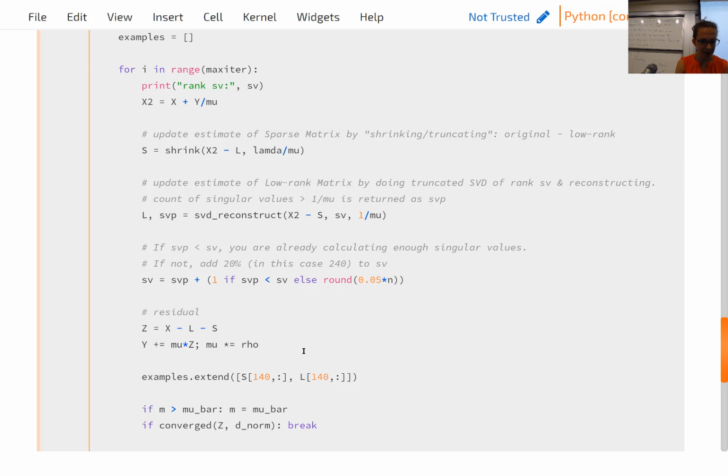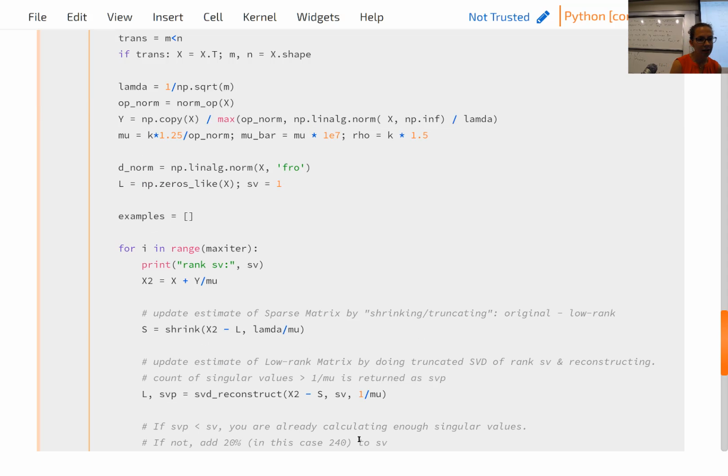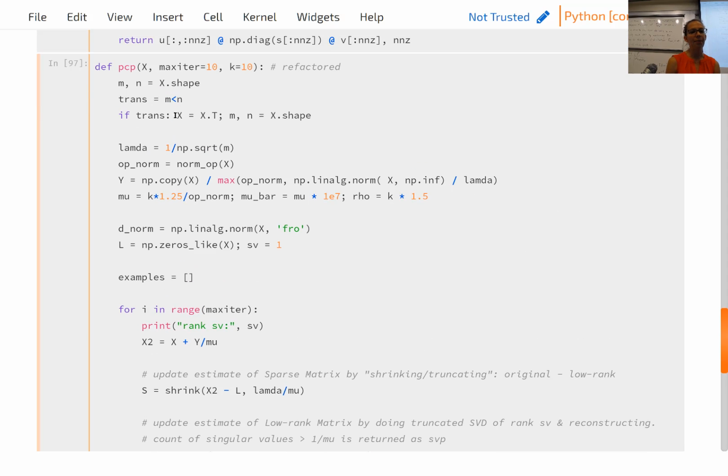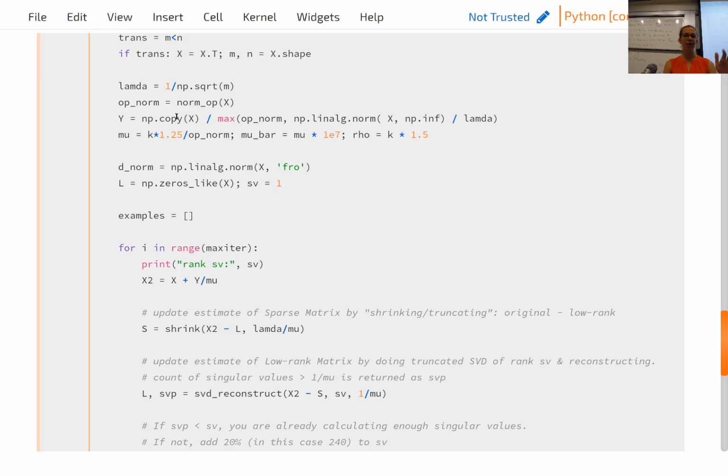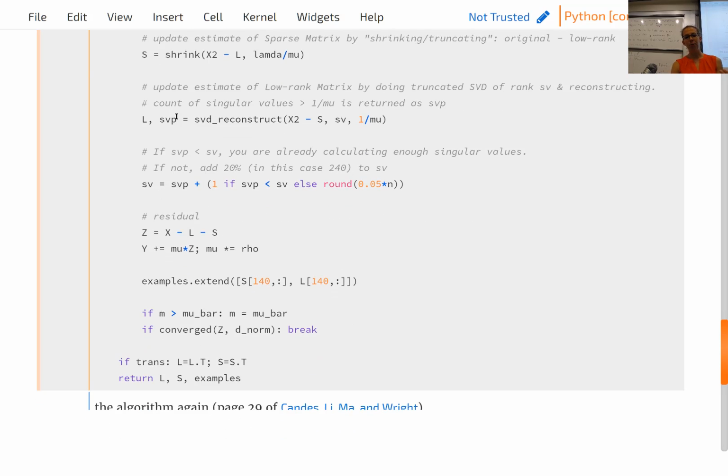Then I also wanted to show, and this has been updated on GitHub as well, I made an examples list where at each step, and I just randomly chose, I'm going to keep track of the picture from column 140, which is just a particular point in time. Actually, it's row 140, because I've transposed. There's a check up here on the shape, and if m is less than n, then you transpose it. But in the pictures I showed before, it's column 140. So I'm just keeping track of one point in time.